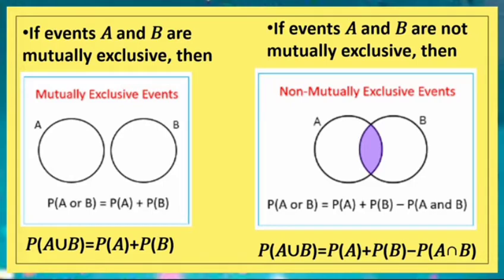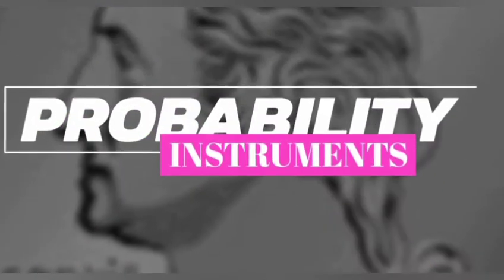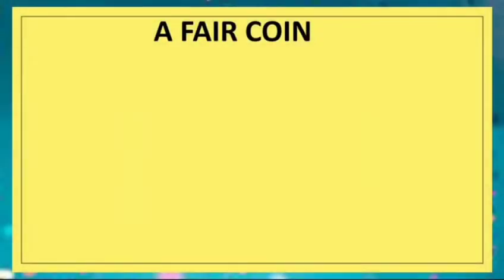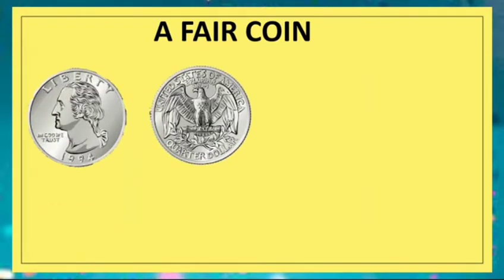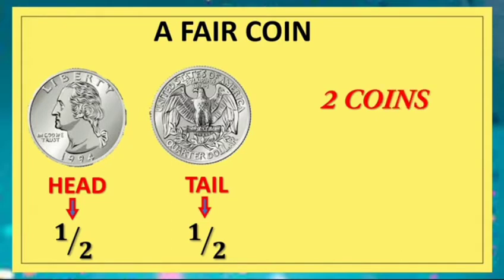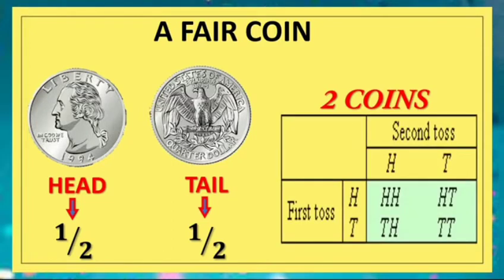Now, before we use this to solve questions, let's see what probability instruments are. The first one we'll be talking about in this lesson is a fair coin. Now, every coin has two sides. The first is the head and the second the tail. Because we have just one head and one tail in a fair coin, their different probabilities is half. So, half for the head and half for the tail. In case you have two coins or you toss a coin twice, you can have four different possible outcomes, which are the head and the head, the head and the tail, the tail and the head, and of course, the tail and the tail.